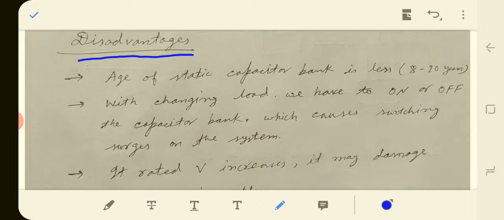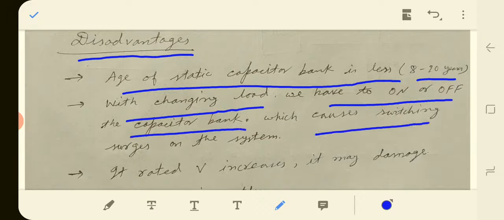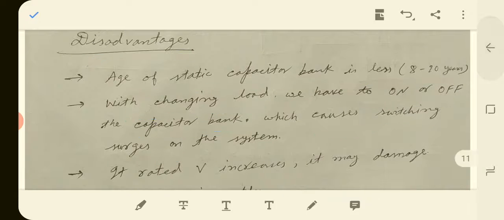Okay, the next one is the disadvantages of the capacitor method. The first one is that the age of a static capacitor is less as compared to the synchronous condenser. The age of a synchronous condenser is approximately 25 years and the age of a static capacitor is only 8 to 10 years. The next one is that with changing loads, we have to switch the capacitor bank on and off, which causes switching surges on the system.